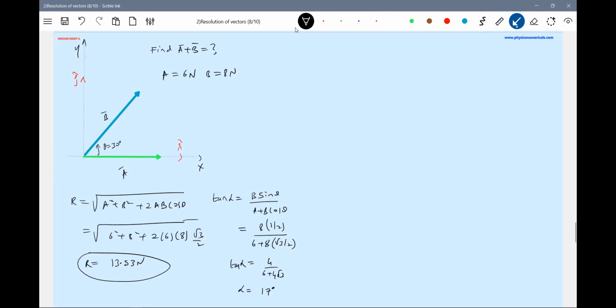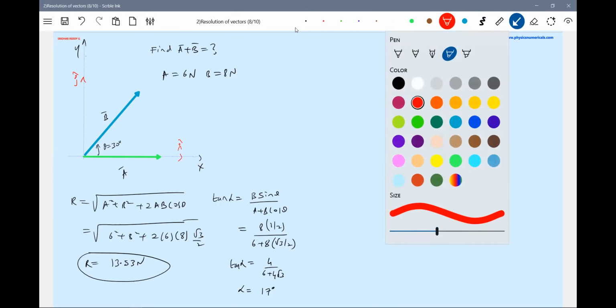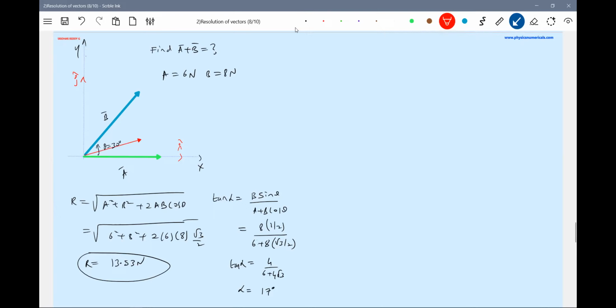So where is the resultant? Can you show the resultant vector? Yes, the resultant vector will be here. It should make an angle alpha, and the length is 13.53. This is the length.